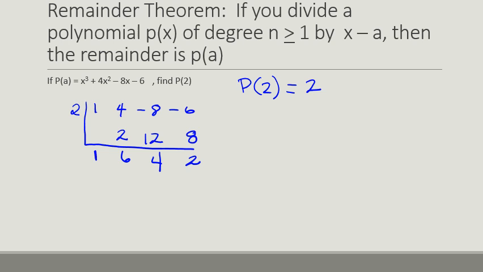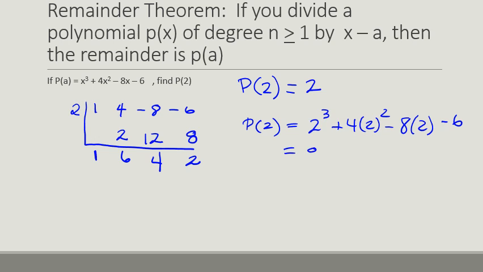So now we could double check if we wanted to. 2 cubed plus 4 times 2 squared minus 8 times 2 minus 6. So 8, 2 squared is 4, times 4 is 16. Negative 8 times 2 is minus 16, and then minus 6. So those cancel, and 8 minus 6 is indeed 2. So this is just a neat little fact. I kind of think that was quicker. It just depends what you want to do.